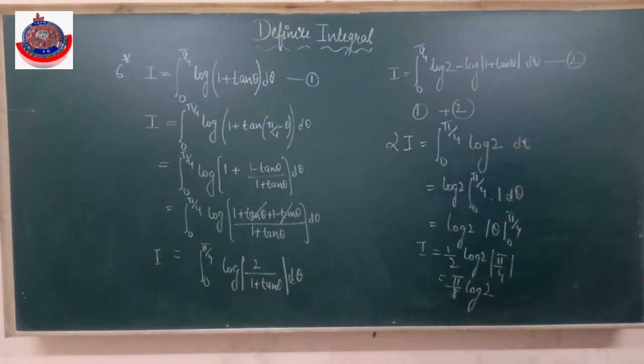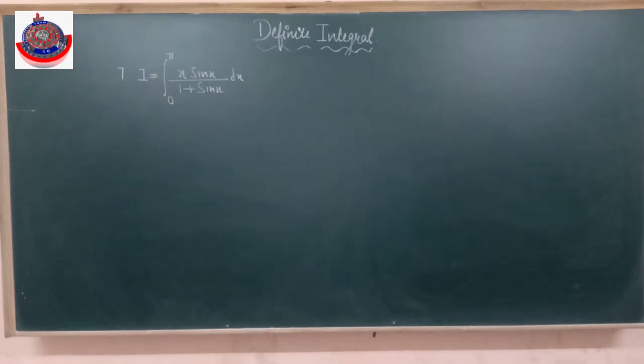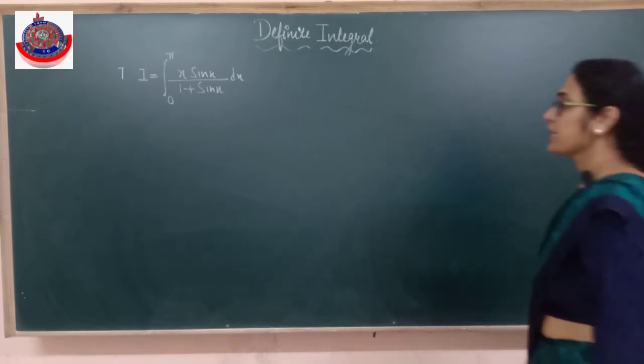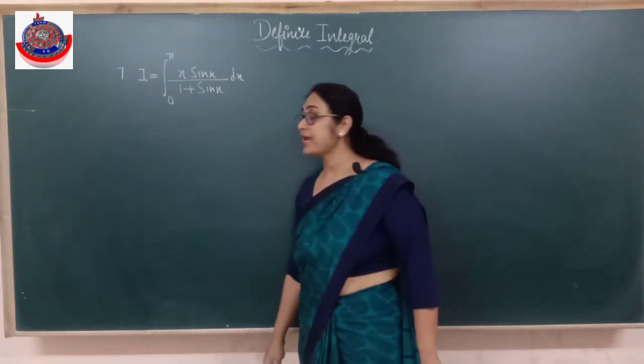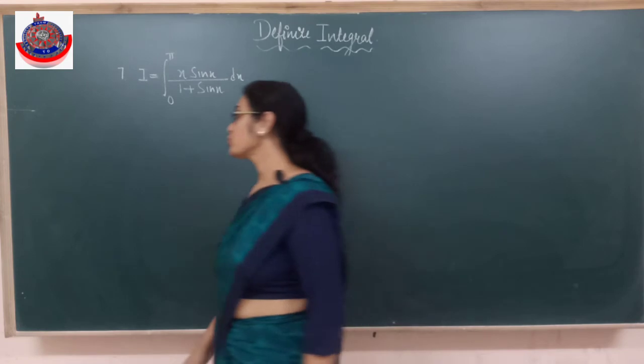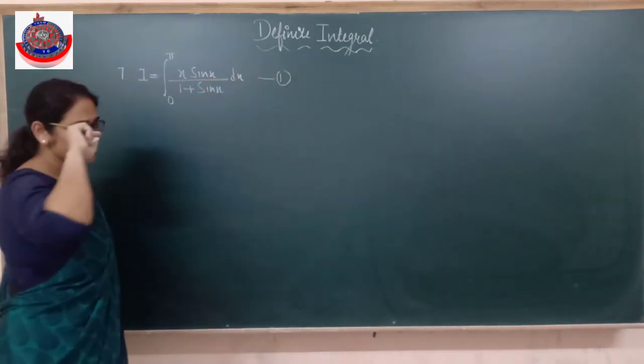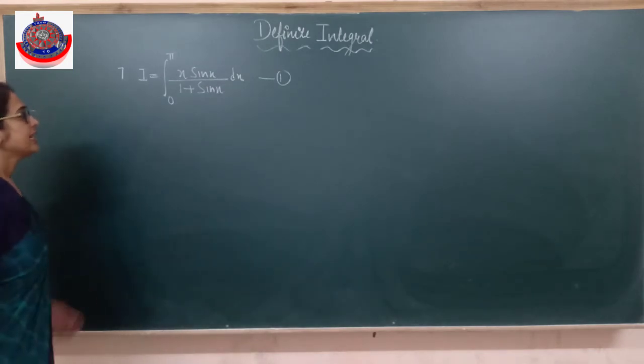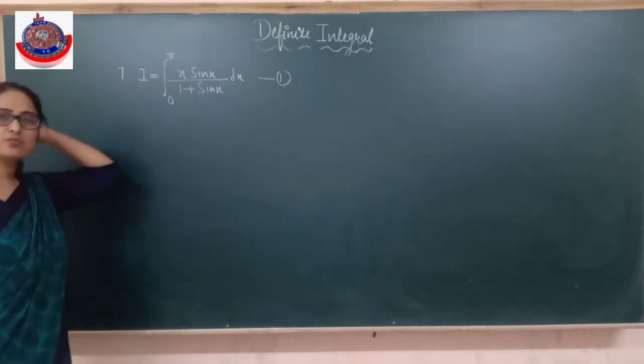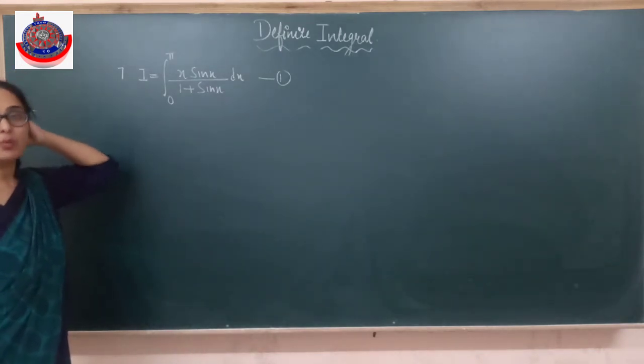So questions can be different. Only one key to success is the practice. Look at the next one. Integration of x sin x upon 1 plus sin x dx, limit 0 to pi. Almost the same kind, or we have to try this property. Is it clear? Whenever trigonometry comes, most probably we should always try this property once.